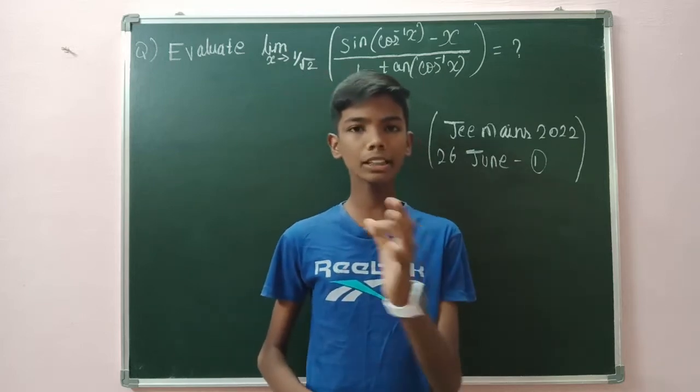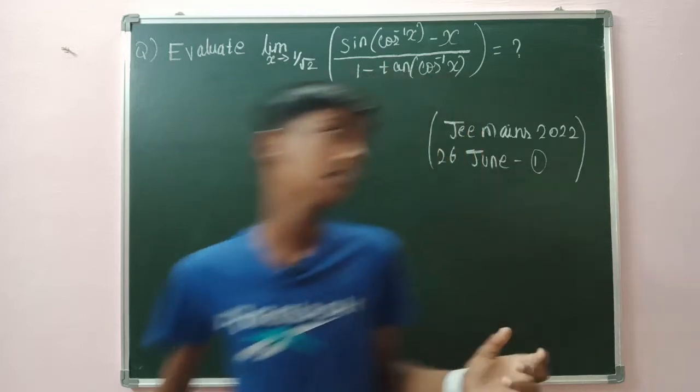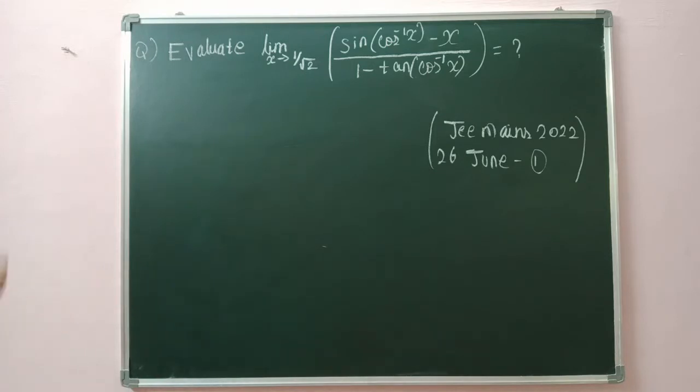Let's solve one JEE Mains 2022 June attempt question. This question was asked in JEE Mains 2022, on the 26th June first shift. The question is: evaluate the limit as x tends to 1 by root 2 of (sine of cosine inverse of x minus x) divided by (1 minus tan of cosine inverse of x), and we need to find the value of this limit.